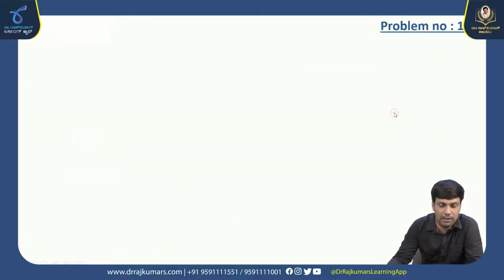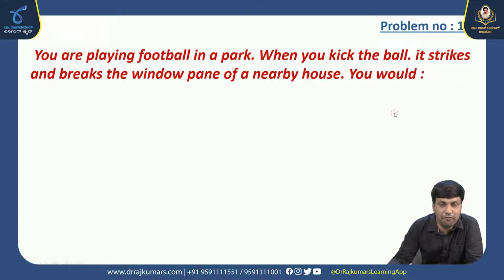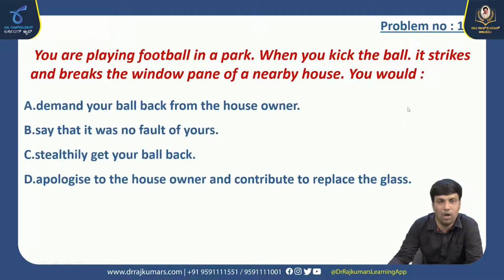Problem number 12. You are playing football in a park. When you kick the ball, it strikes and breaks the window pane of a nearby house. In that situation, what reaction would you follow? The options are: first, demand your ball back from the house owner. Second, say that it was not your fault. Third, stealthily get your ball back. Fourth, apologize to the house owner and contribute to replace the glass.